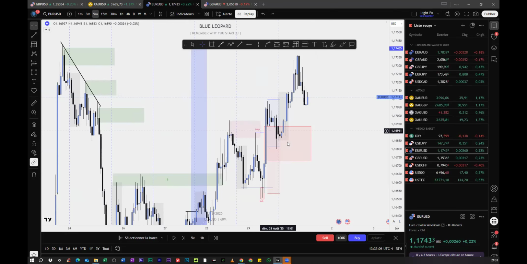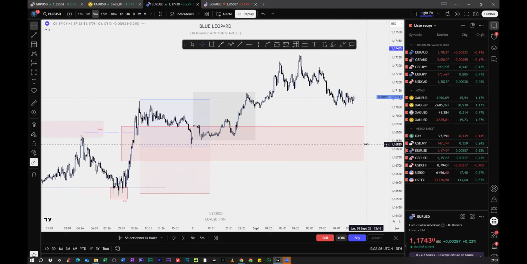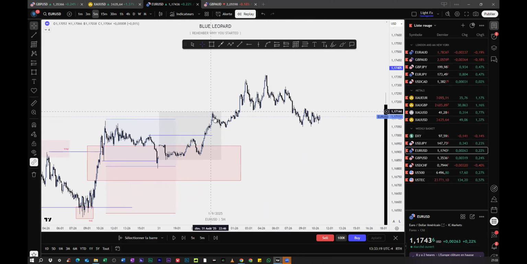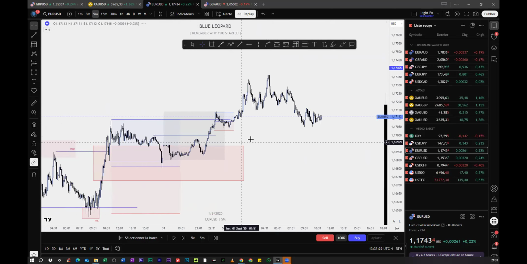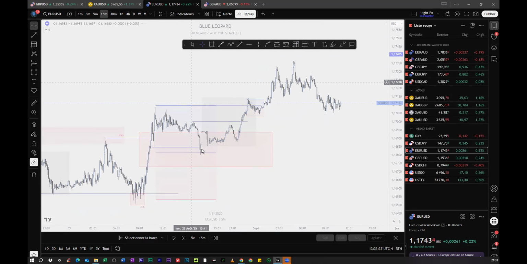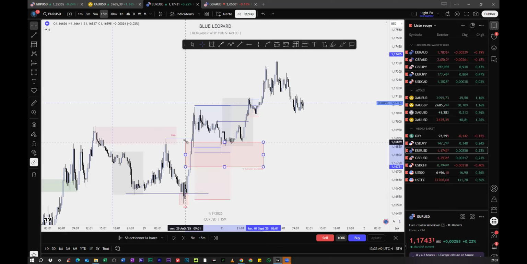You have the choice. You can enter there, or you can go on an M5, and inside of this fair value gap, you could spot another sweep of liquidity, and then a break of structure, and again you have a pullback inside this small range after this break, because the break happened here. Okay, you can take your entry anywhere, but I advise you to use your fair value gap on M15, like this one here or this one here.